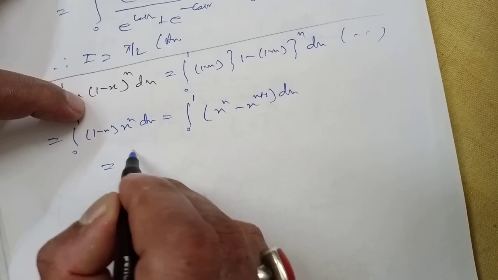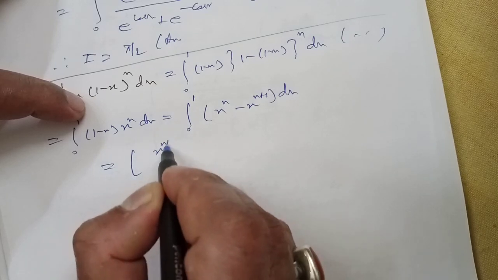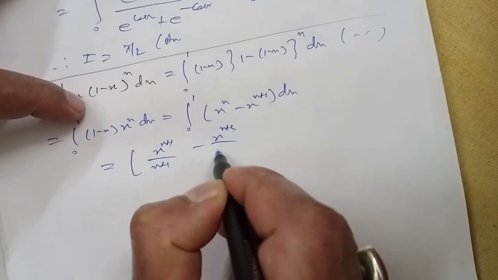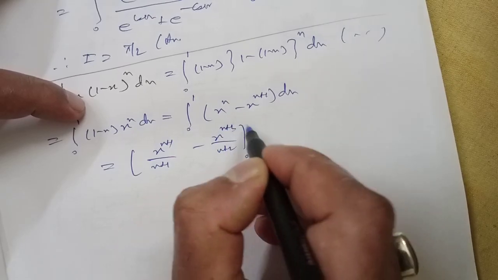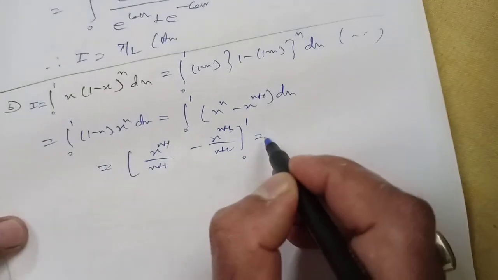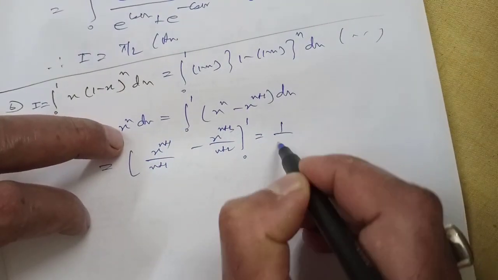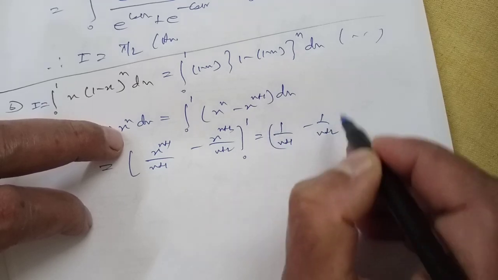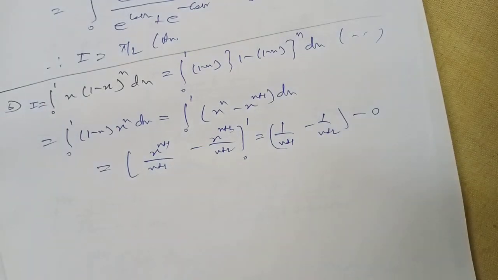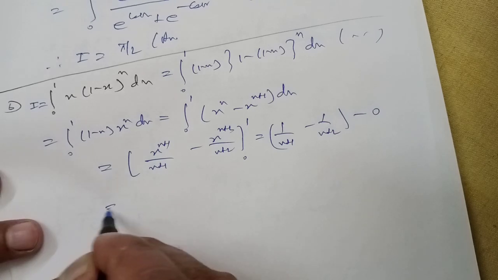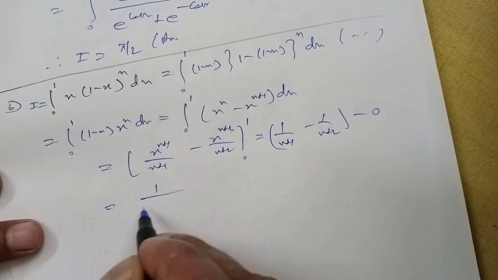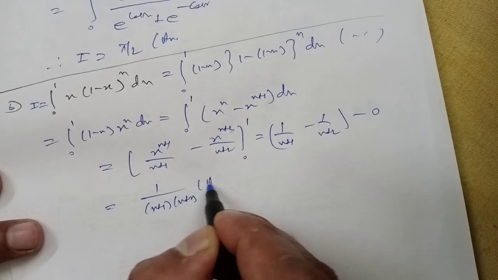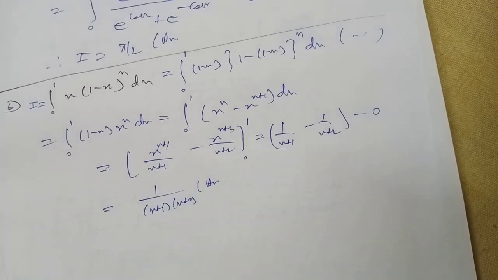Now integrating we get x to the power n plus 1 by n plus 1 minus x to the power n plus 2 by n plus 2, limits are 0 to 1. If we put 1 first, we get 1 by n plus 1 minus 1 by n plus 2, and then we put 0, then you get 0. Now just subtract them, you get n plus 2 minus n plus 1, that is 1 by (n plus 1) into (n plus 2). This is your answer. Okay.